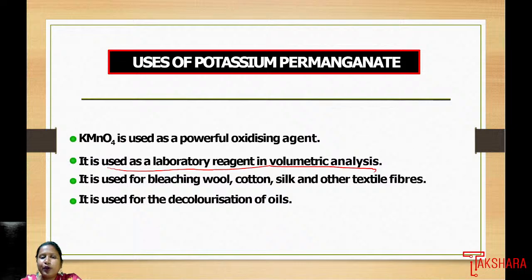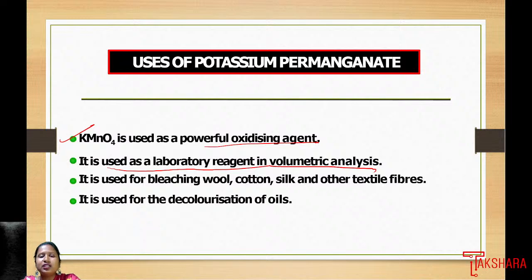And also the first point you see, it is used as a powerful oxidizing agent. As we discussed so many reactions, the conversion of iodide into iodate and many reactions under acidic solution medium as well as the neutral medium, all those examples show where potassium permanganate acts as an oxidizing agent. So the main important use of potassium permanganate is that it acts as a powerful oxidizing agent, and also it is used as a laboratory reagent in volumetric analysis.